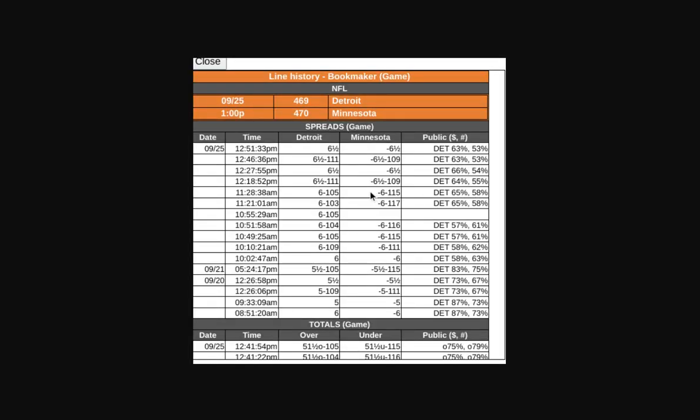You can see here, late, an hour before kickoff, hour and a half, I guess. No, that was 12:18, so 30 minutes, 40 minutes. Line moves from 6 to 6.5 in favor of Minnesota. And we had Detroit as the public team, so it ended up passing on this one. However, power rankings were legit there. Detroit basically probably should have won that game, but covered via our line.